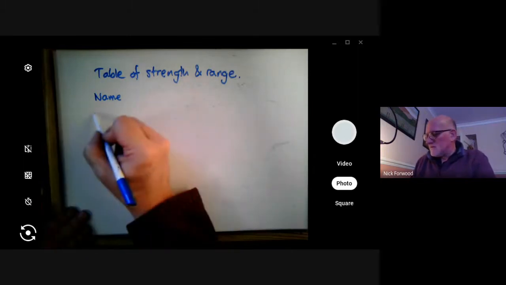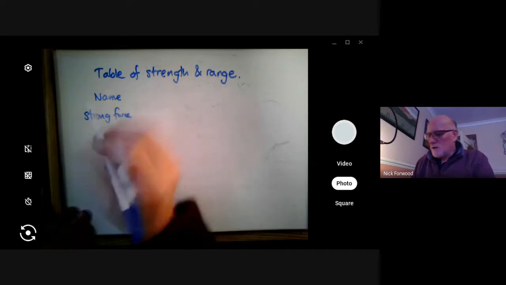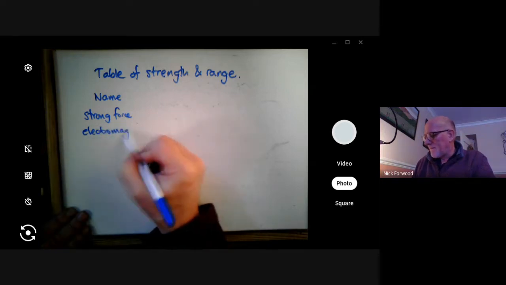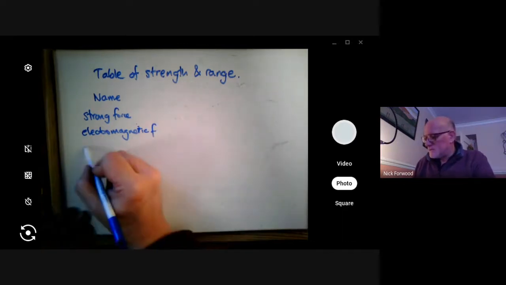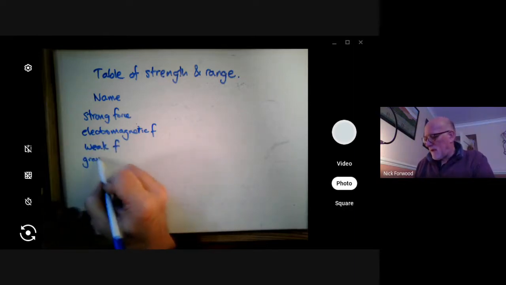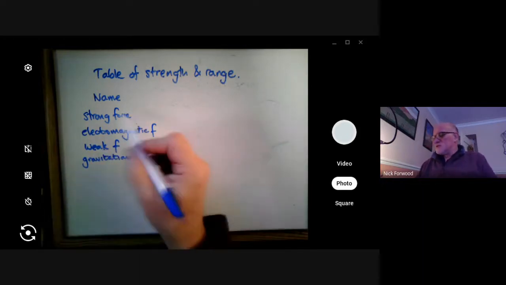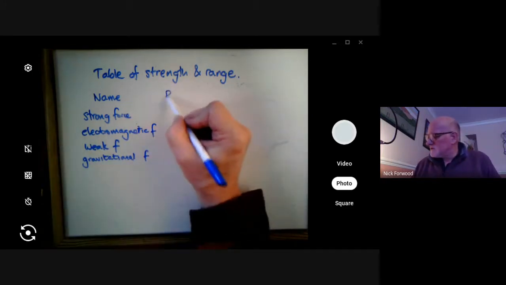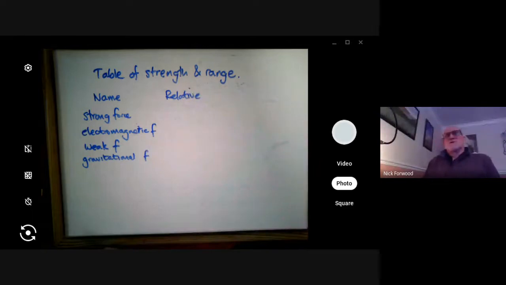I've got the strong force. I've got the electromagnetic force. I'm not going to keep writing force. I've got the weak force. And I've got the gravitational force, or the strong force, or the strong interaction. Doesn't really matter. Okay, I want to look at their relative strengths rather than actually giving a number or unit to the strength. I'm going to look at relative strengths.